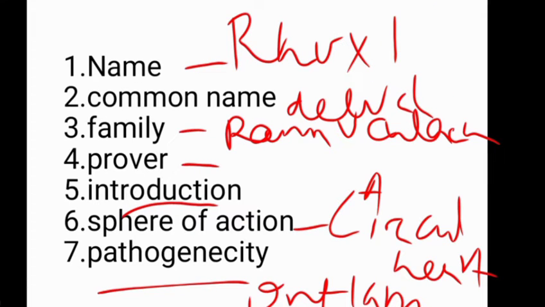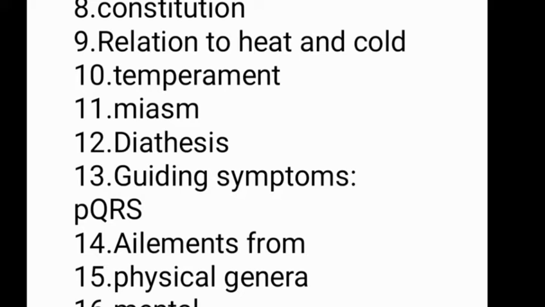Then constitution. What is constitution? It means physical makeup. If we ask which type of physical makeup the person who needs aconite has, they may be rigid, with dark hair, dark eyes, plethoric, with sedentary life. These are the constitution of that drug. Then relation to heat and cold.